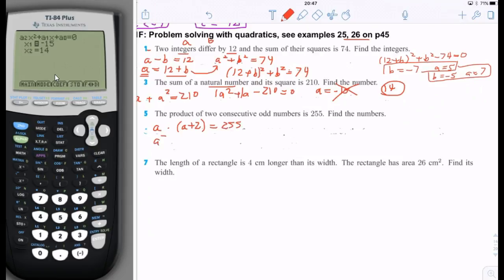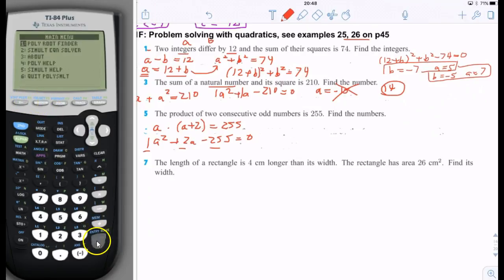So again, this is going to turn into a quadratic. A squared plus 2a minus 255 equals 0. So we could put this into poly-SMLT, right? A is 1, b is 2, c is negative 255. Let's do it again. Main, poly-root finder, next. So we're going to put in the first one's 1, a is 1, b is 2, and a0, which is c, is negative 255. Now we're going to solve. And the two answers are negative 17 and 15.